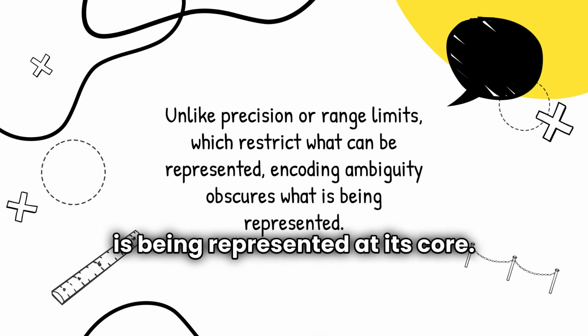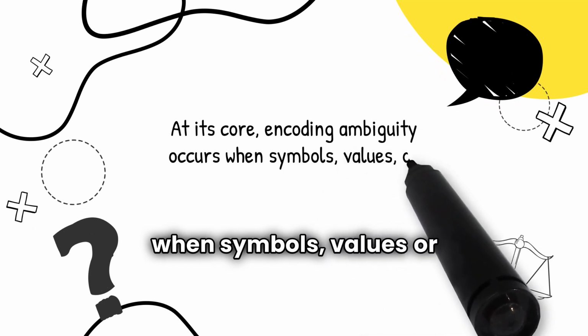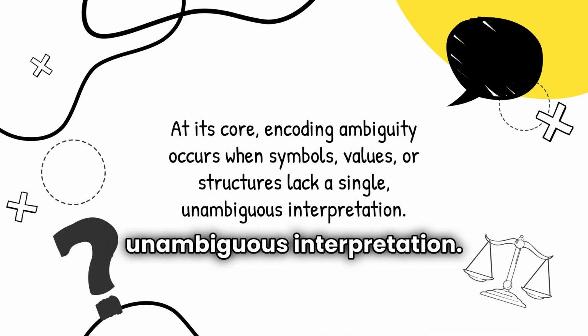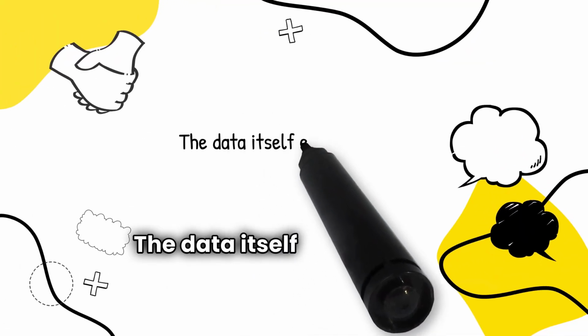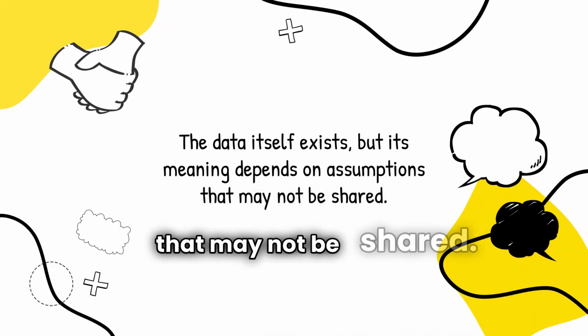At its core, encoding ambiguity occurs when symbols, values, or structures lack a single, unambiguous interpretation. The data itself exists, but its meaning depends on assumptions that may not be shared.